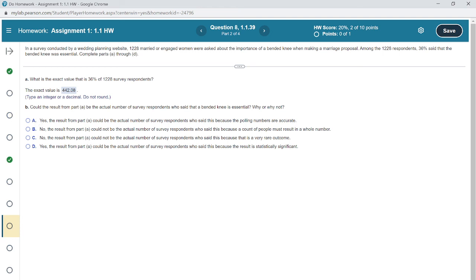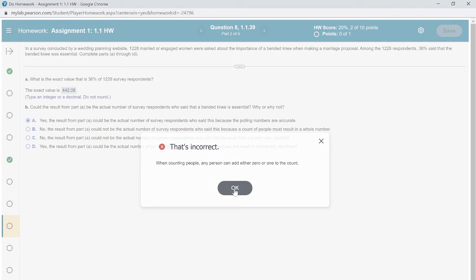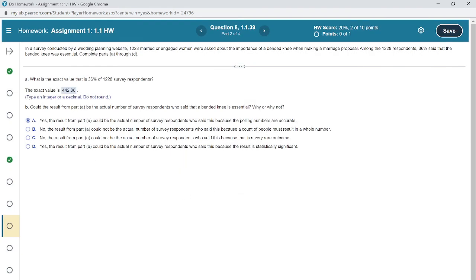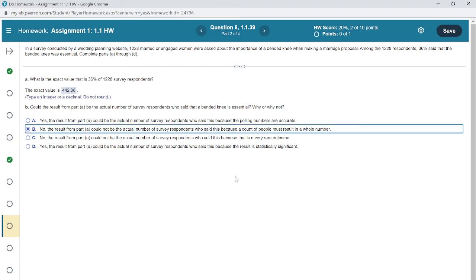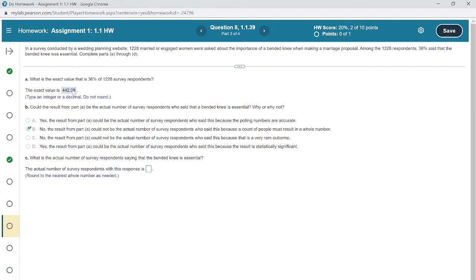Okay, here is the thing. The answer is not part A, the one about polling numbers being accurate. Why is it not right? Yes, it's B, because the answer should be a whole number. But here you can see that it's 442.08, so it's not actually a whole number. The number of people could not be 0.08, so it's not from an actual survey, it's just a made-up survey.